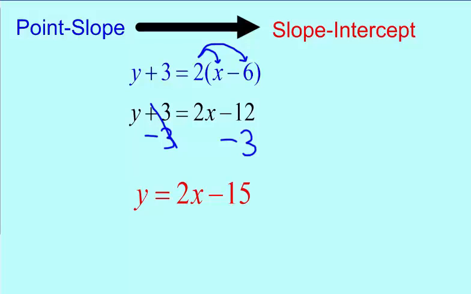So here we start by distributing that 2. So when we distribute the 2, 2 times x gives us this 2x. 2 times negative 6 gives us this negative 12. Since this is a plus 3, our next step is to subtract 3 over to the other side, and we end up with y equals 2x minus 15. Always the same two steps. Distribute your slope, add or subtract over that number attached to y.